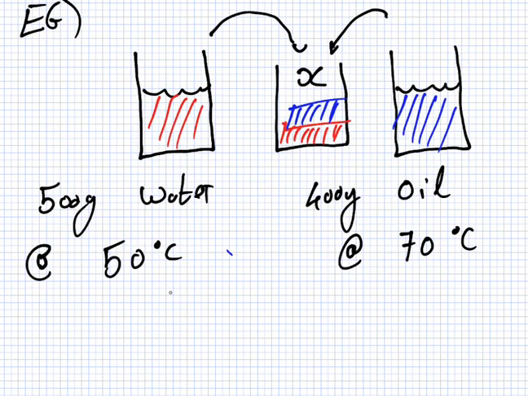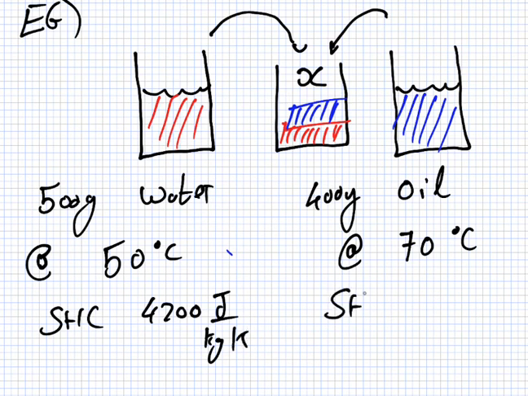Oh, I haven't told you the specific heat capacities. Let's say specific heat capacity for water is 4,200 joules per kilogram Kelvin. And then for oil, I want to make it about the same, so I'll just say 3,000, though I'm sure that's way too big. 3,000 joules per kilogram Kelvin. Okay.